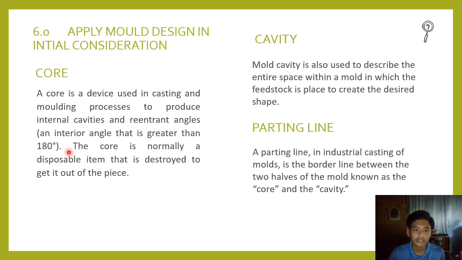The core is normally a disposable item that is destroyed to get it out of the piece. Cavity. Mold cavity is also used to describe the entire space within a mold in which the feedstock is placed to create the desired shape. Parting line. The parting line in industrial casting of mold is the borderline between the two halves of the mold, known as the core and the cavity.